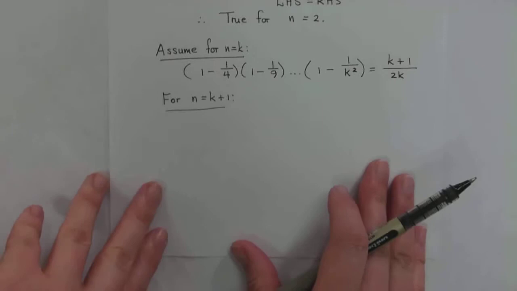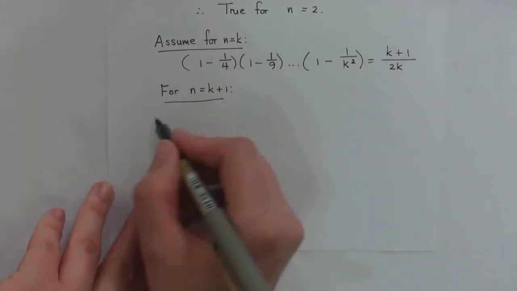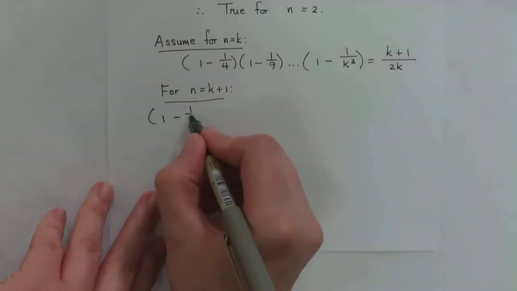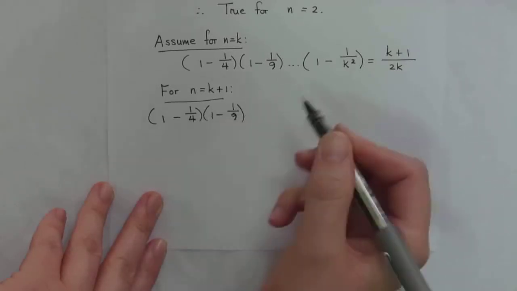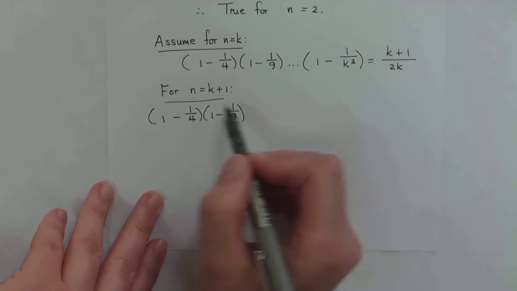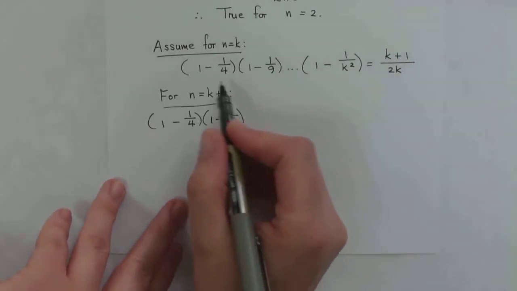So I start over here and I write this down first. So 1 minus a quarter times 1 minus 1 over 9. And guys, you can't skip this. You can't just immediately jump into the term, which is the k plus 1 term.